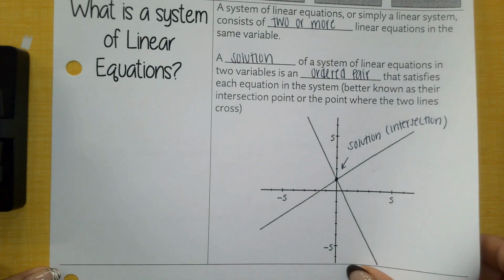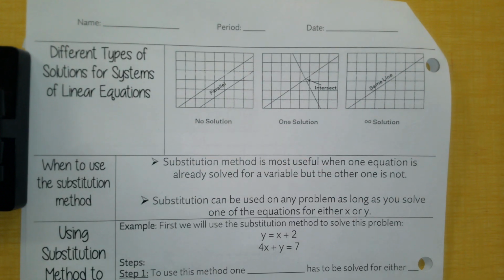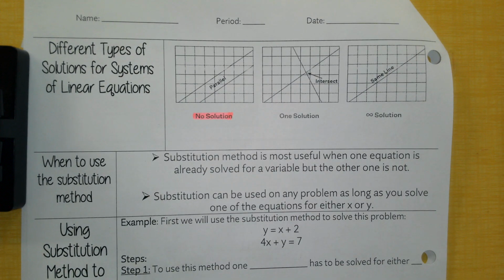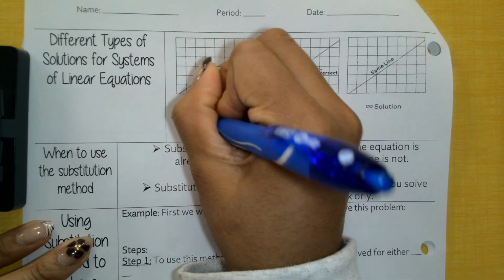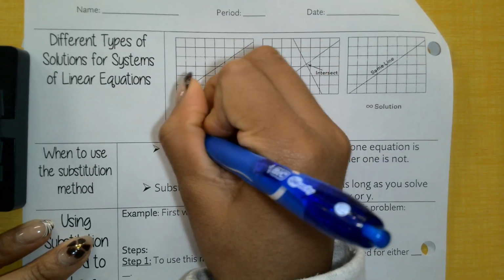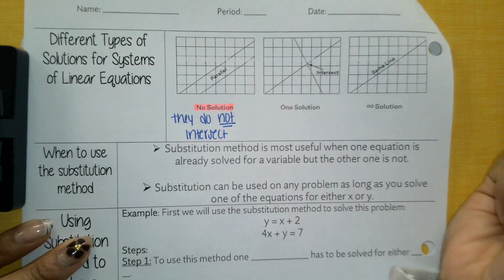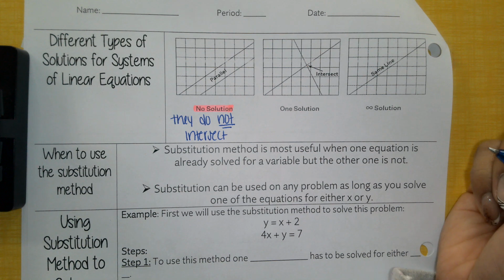All right, so moving on to the next part. When it comes to systems of linear equations, you have 3 different types of solutions. You have no solution, so that means that the lines do not intersect at all. That means they're parallel lines. If they're parallel lines, they are not going to intersect at all, so there's no solution.